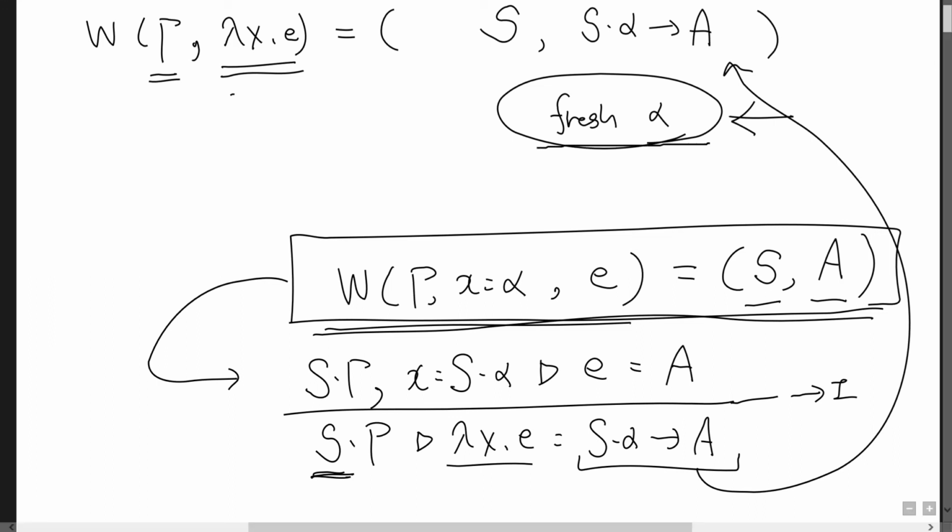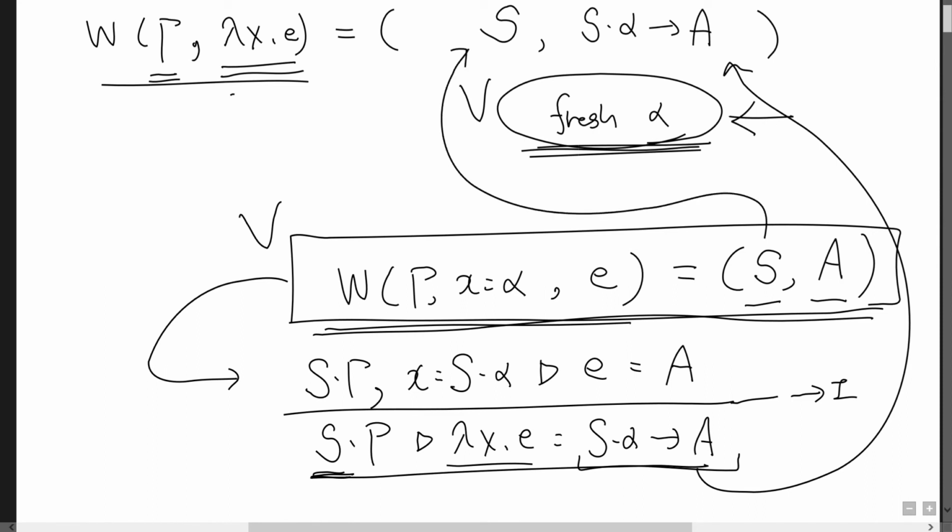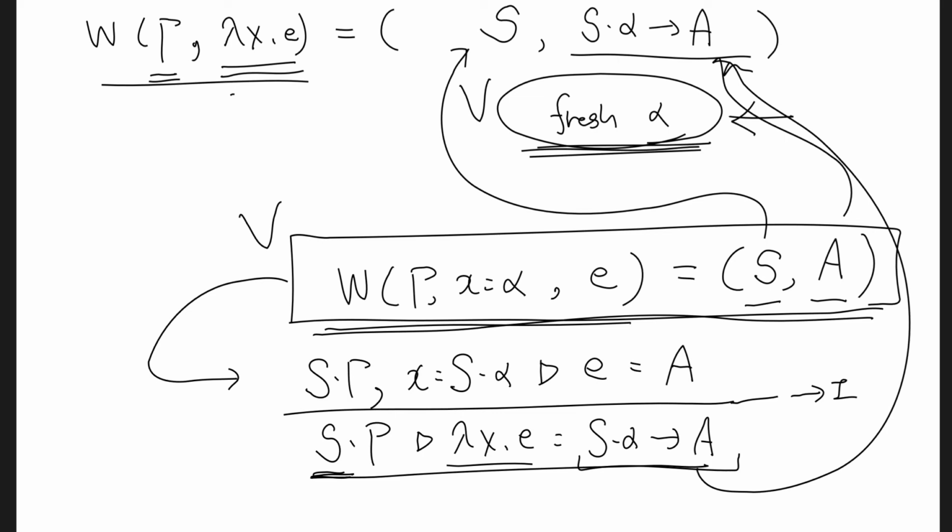So for this lambda abstraction case, first introduce a fresh type variable, and second make a recursive call to the algorithm W, and then pass the type substitution, and return this type as S alpha arrow A. So that's the second case. Now let's talk about the third case.